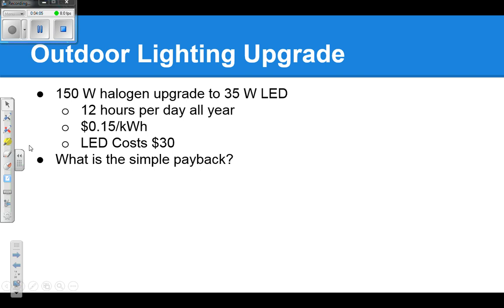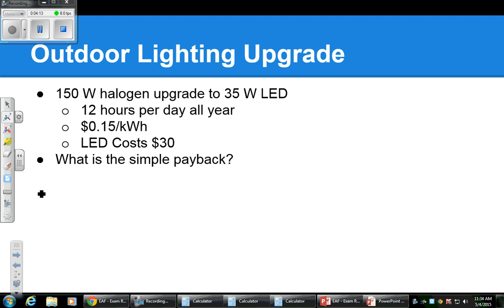Okay, here we go. Now we're looking at a lighting upgrade. We're going from a 150 watt halogen to a 35 watt, 12 hours per day, 15 cents a kilowatt hour. The LED costs 30. What is the simple payback? So again, we start with 150 watts minus 35 watts. The first thing I'm going to do is convert that to kilowatts, because that's what I like to work with. So 1 kW over 1,000 watts.